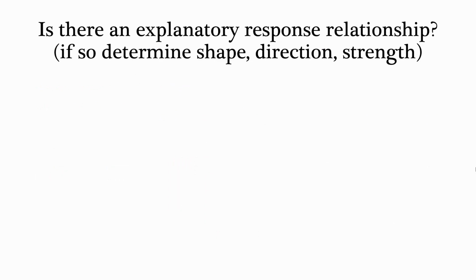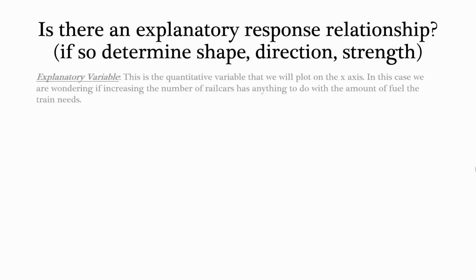So let's get some vocabulary out of the way. First, the variable that we're going to plot on the x-axis is called the explanatory variable. It's a quantitative variable, and in this case, we're wondering if increasing the number of rail cars has anything to do with the amount of fuel the train needs. We're wondering if the number of rail cars helps explain the variation in the fuel.